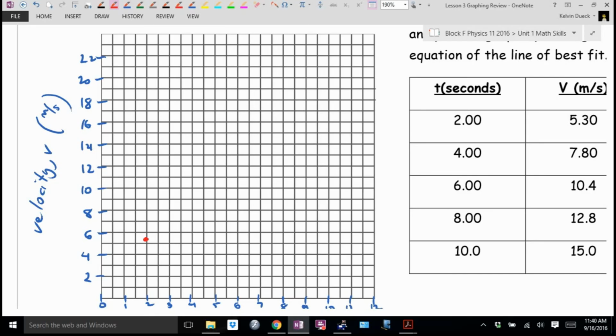Next one is 4, 7.8. So 4 over, 7.8, a little below 8. About there-ish, kind of, sort of? Yes? 4 over, there's 8, there's 7.8. 6 over, 10.4 is going to be kind of right around, let's do that with a pen. 10.4, about there-ish.